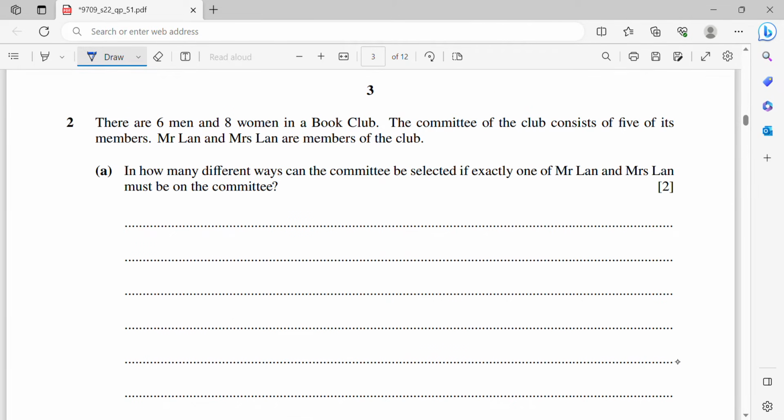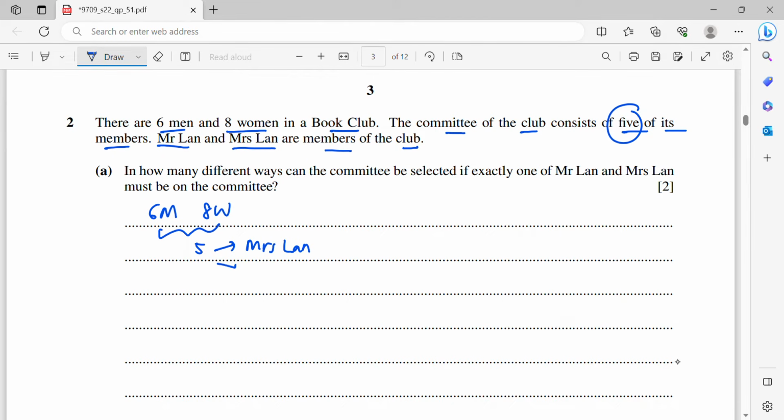Now question 2. There are 6 men and 8 women in a book club. The committee of the club consists of 5 of its members. Mr. Lan and Mrs. Lan are members of the club. Basically there are 6 men, 8 women, and from here you need to choose 5, because 5 will be the members. Mr. Lan and Mrs. Lan are members. So now this 5 includes Mrs. Lan and also Mr. Lan.